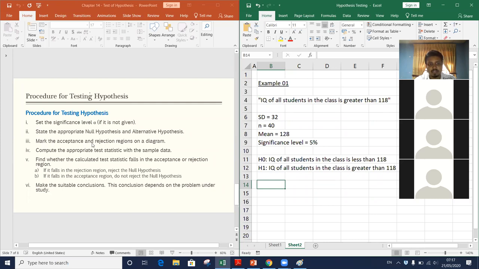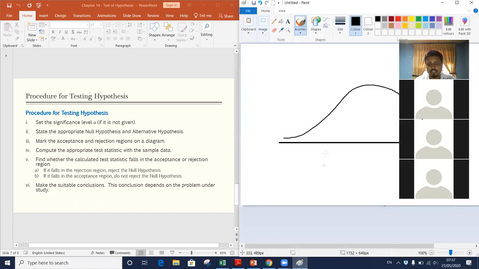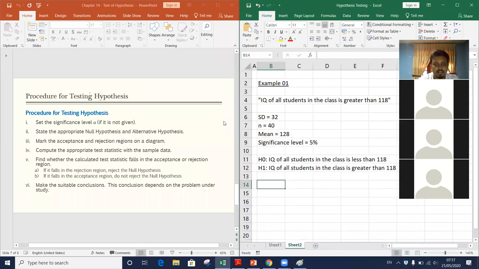Then third one. Mark the acceptance and rejection regions on the diagram. On the diagram means it is talking about this normal distribution. So within this, we need to mark the acceptance and rejection regions. How can we do that? In order to mark acceptance and rejection regions, we should know whether it is a one-tailed test or a two-tailed test.